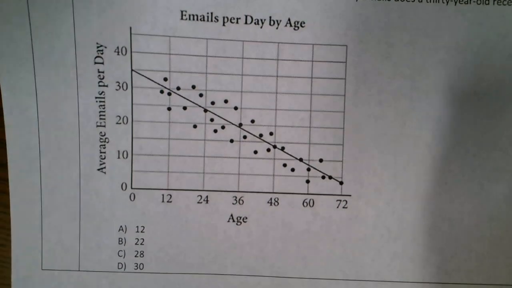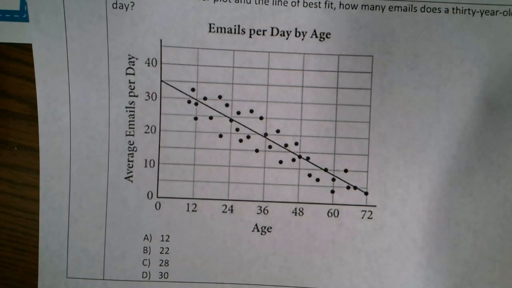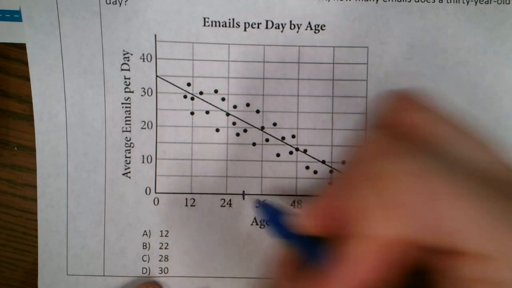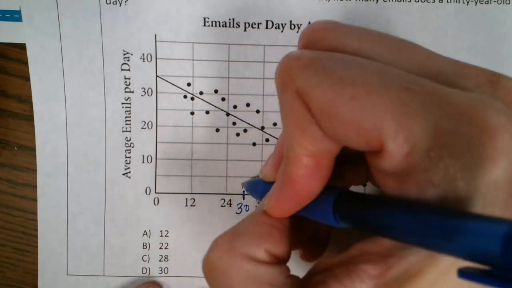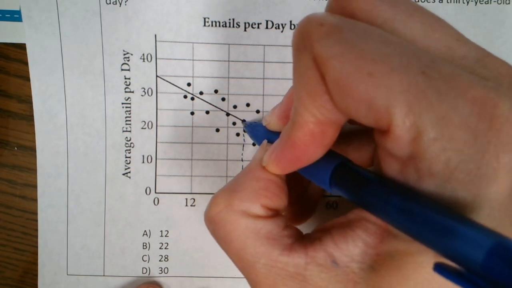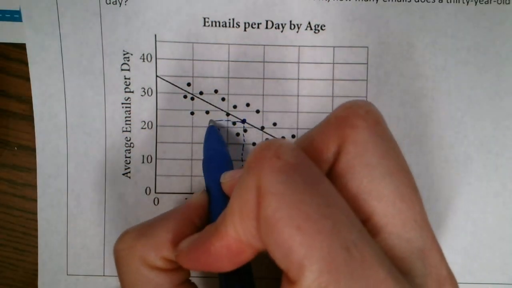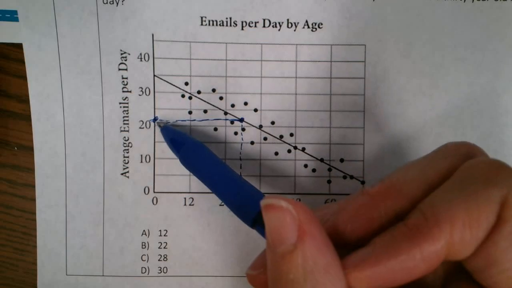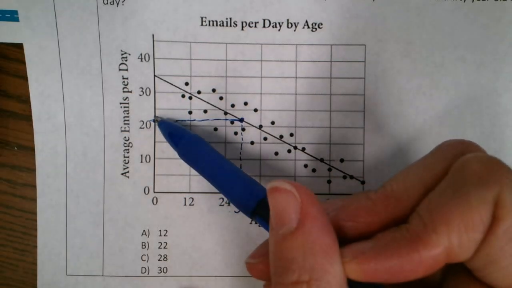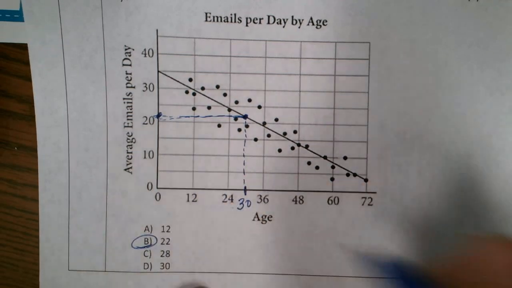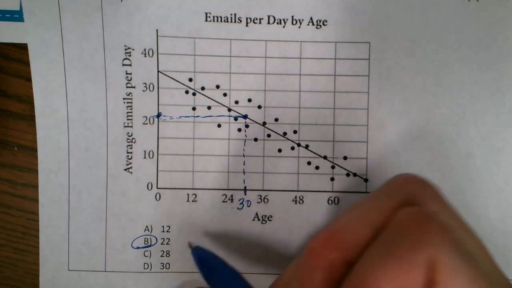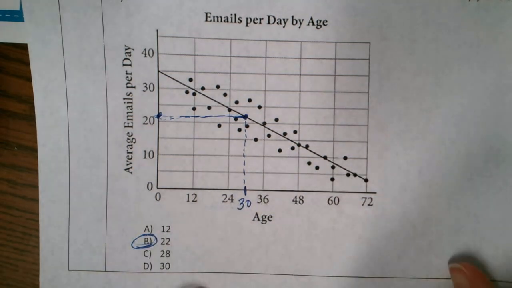Number 22, based on the scatter plot and line of best fit, how many emails does a 30-year-old receive per day? So 30-year-old is going to be right here. This would be 30. So if I follow this up to where it hits this line, I want to go over here and see where does it touch over here. So it touches somewhere close to 20, and it's a little bit higher than 20. So if I look at my choices, 22 would be the closest. Okay, it's an estimate. It might not be perfect, but out of my choices, that's the one I can narrow it down to.